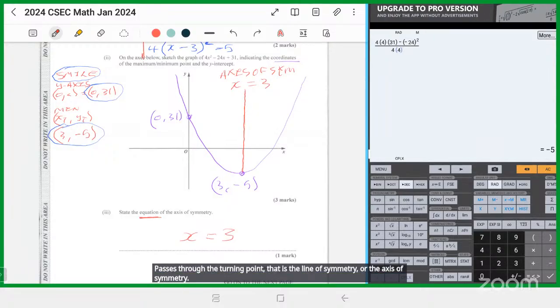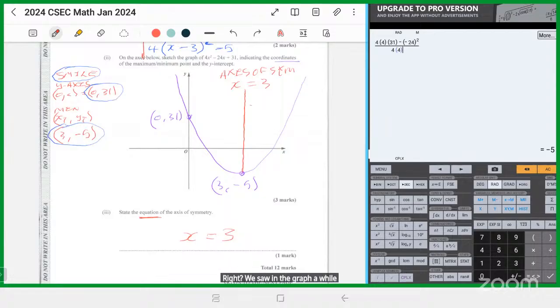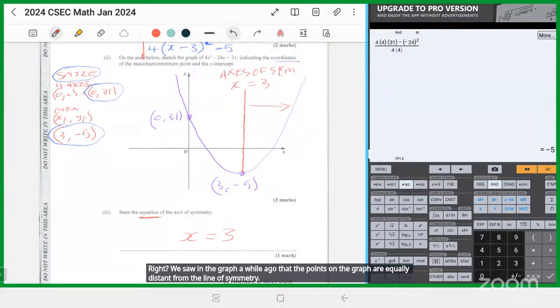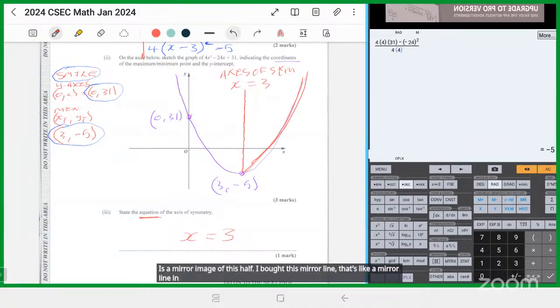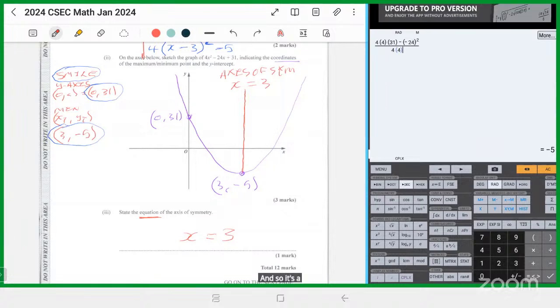Right? We saw in the graph a while ago that the points on the graph are equidistant from the line of symmetry. This half of the graph is a mirror image of this half about this mirror line. That's like a mirror line in the graph. That's why it's a line of symmetry or an axis of symmetry.